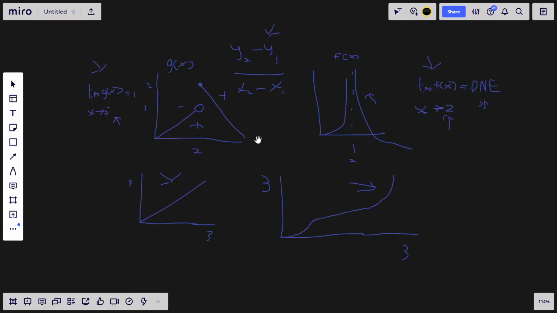Okay, sorry for clicking the back button. Anyway, so we're going to start with this function, a one-sided limit.